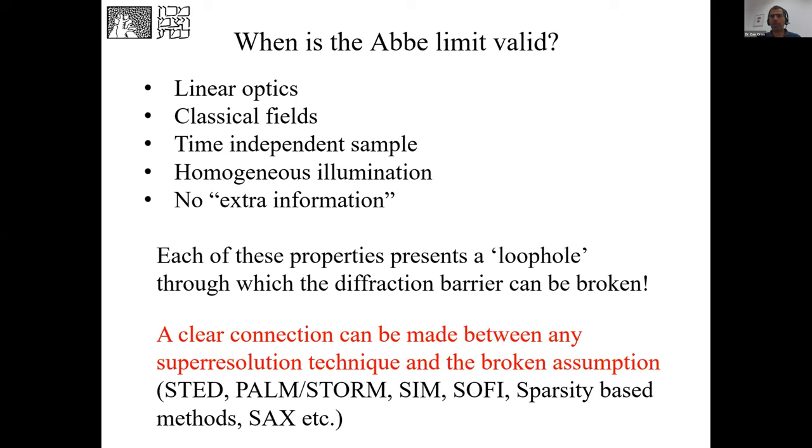considering what were the assumptions in the Abbe model. And if you read the Abbe paper, you see that he makes many assumptions, like linear optics, like obviously classical fields, because quantum mechanics was not there in 1873, like the fact that the sample is time independent, the illumination is homogeneous, there are no sources of extra information. And each of these properties presents a loophole through which you can break the diffraction barrier, which actually makes sense, right?